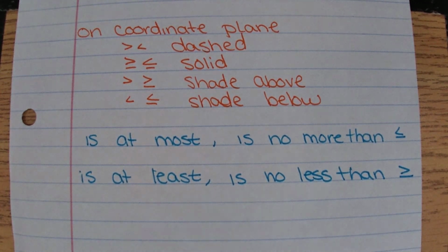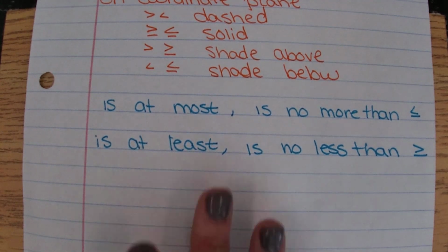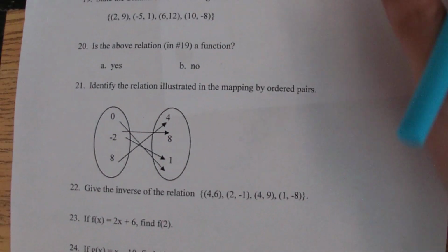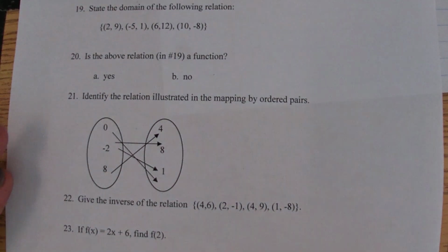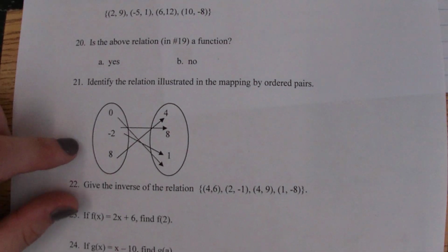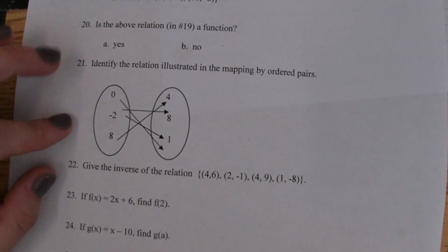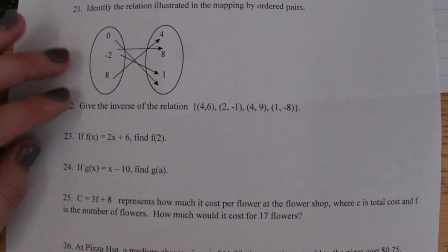The other ones are pretty straightforward, right? Less than, more than, less than or equal to. Okay, remember the x value can't repeat. That's what makes something a function. So pretty straightforward going through there.